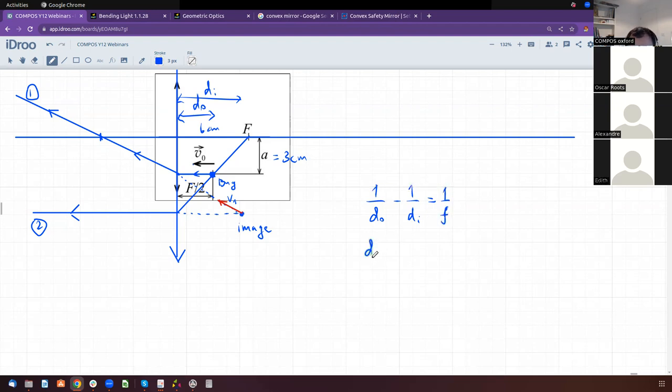So the distance to the image: 1 over DI is 1 over the distance to the object, minus 1 over F. And we can write this as (F minus DO) over F DO. In other words, DI can be written as F DO divided by (F minus DO).